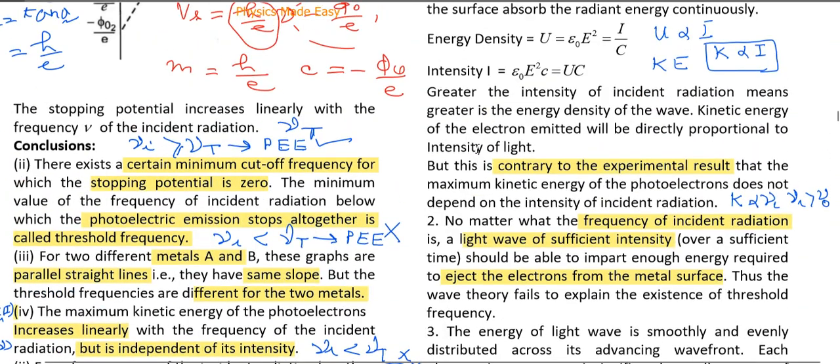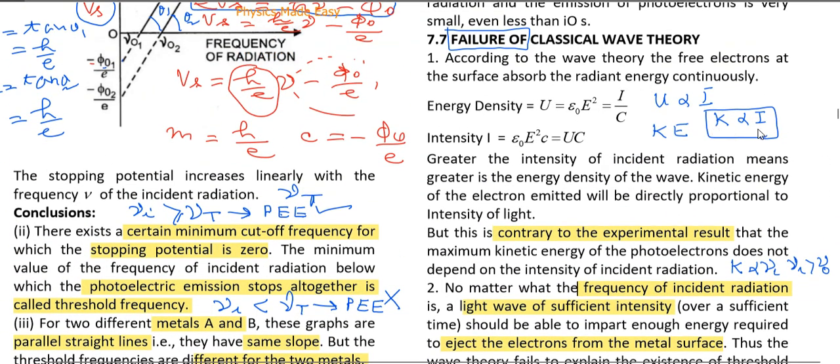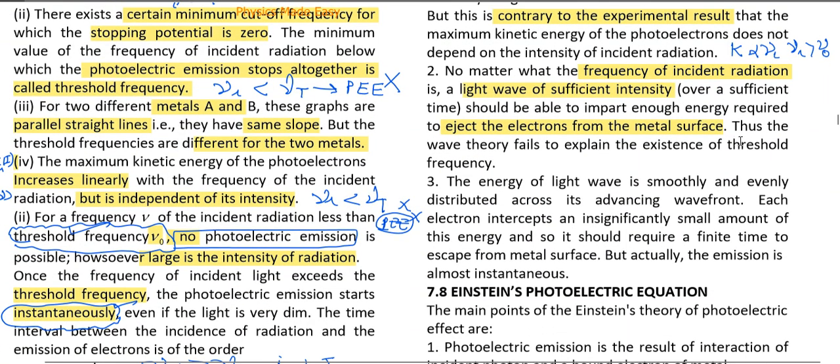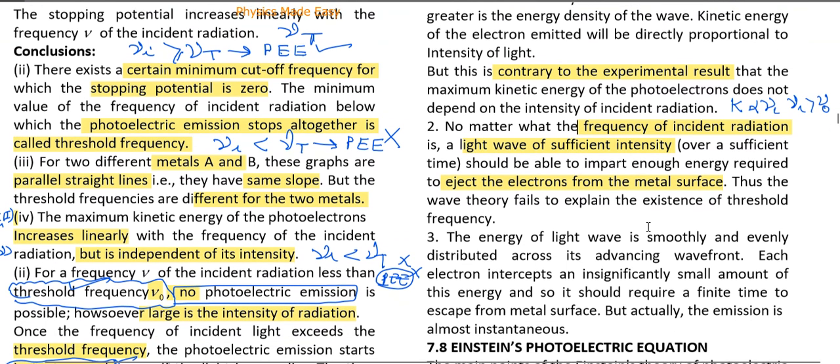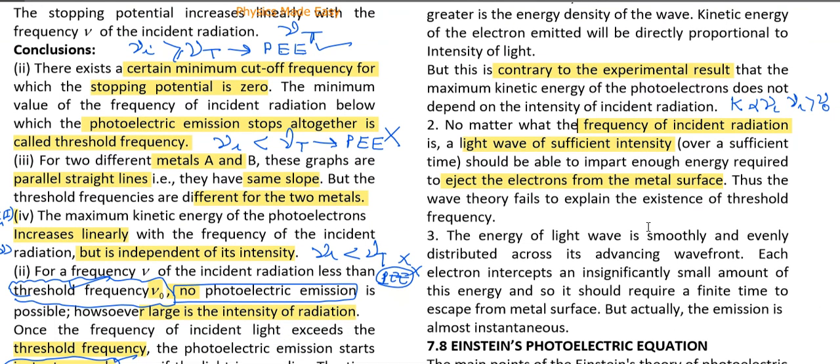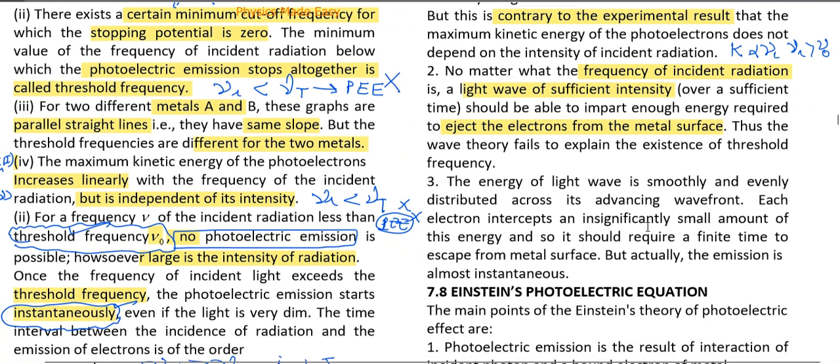Now, first fact, kinetic energy directly proportional to intensity has been violated. Second fact, that kinetic energy is directly proportional to intensity, has been proved wrong. And then frequency: classical mechanics says no threshold frequency exists, but experiment says threshold frequency exists. And the last point is the energy of light wave is smoothly and evenly distributed in the advancing wavefront.